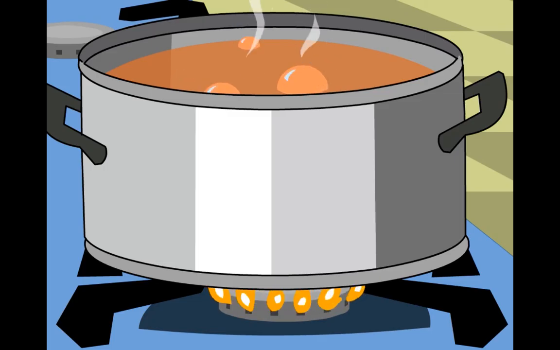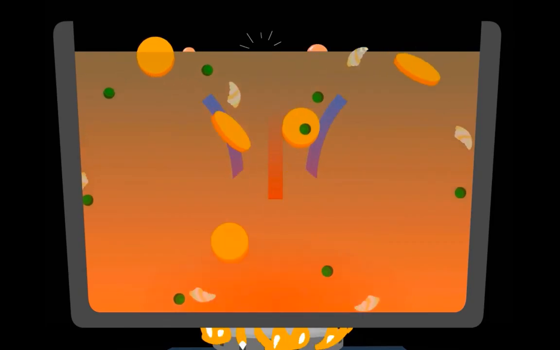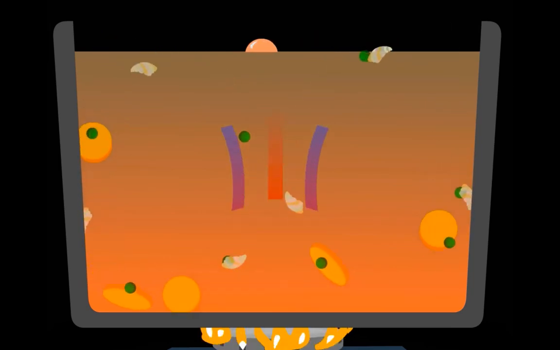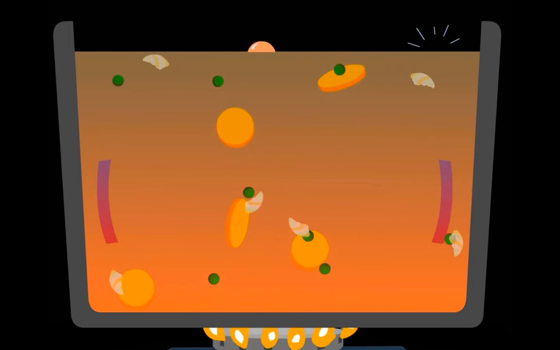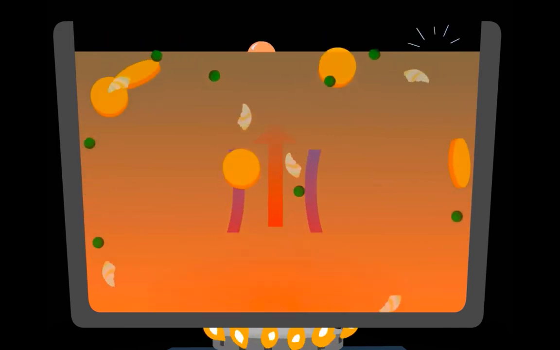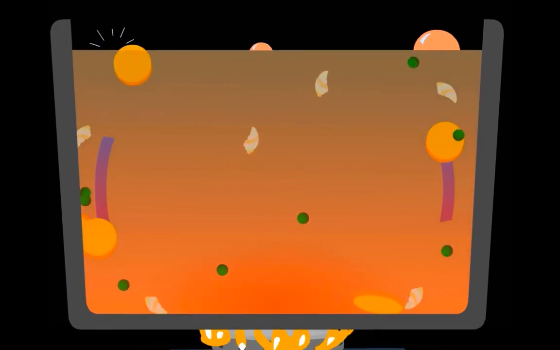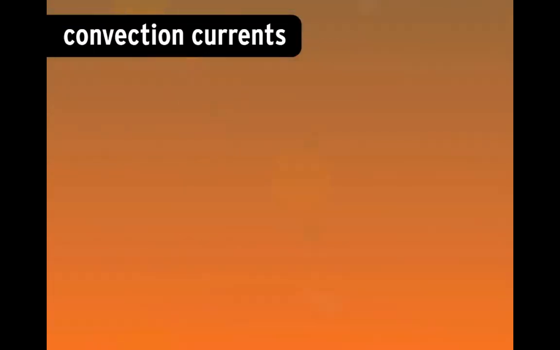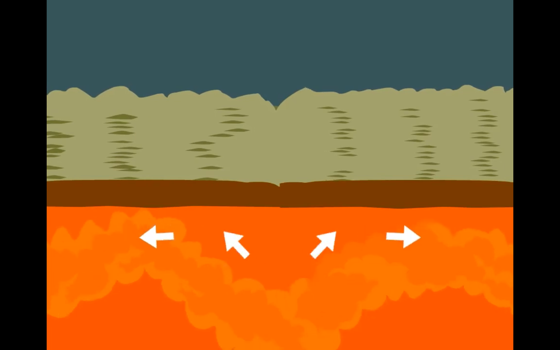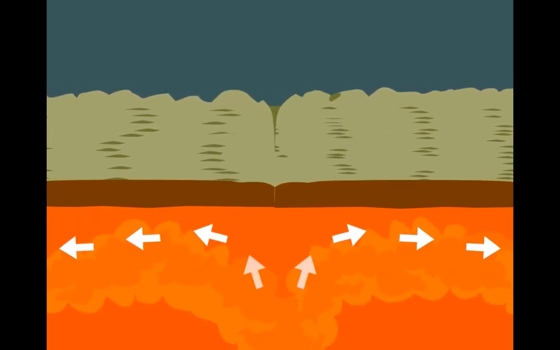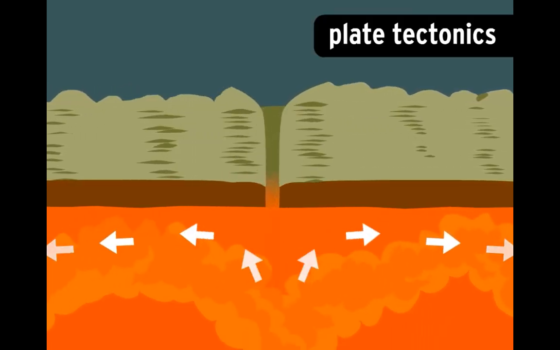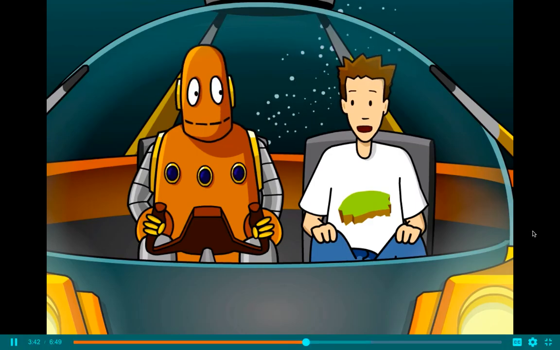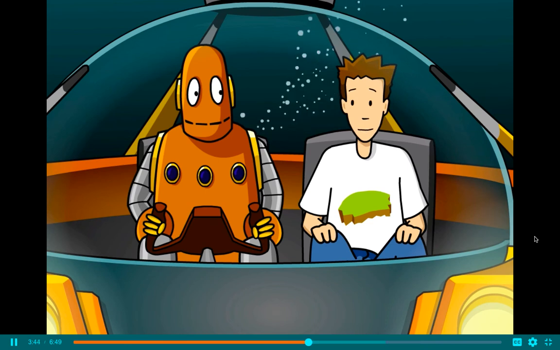You can think of it like a pot of soup. The Earth's core is the burner, and the mantle is the boiling soup. As the soup near the burner heats up, it becomes less dense and rises. When it gets to the top, it cools off and sinks down toward the heat. In physics, those are called convection currents. A similar process is driving the mantle, and it's taking the plates along for the ride. That movement is called plate tectonics. It's the engine driving the constant transformation of our planet's surface.